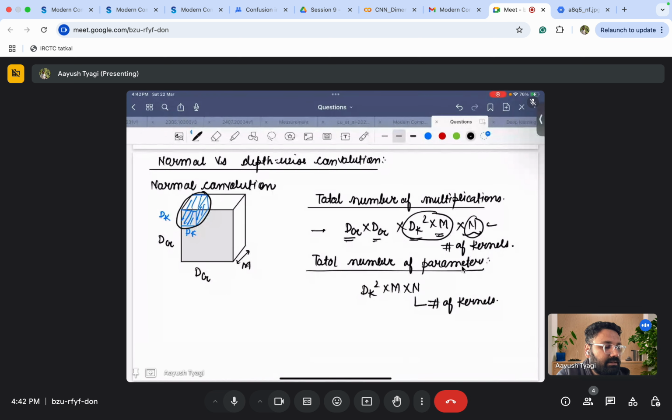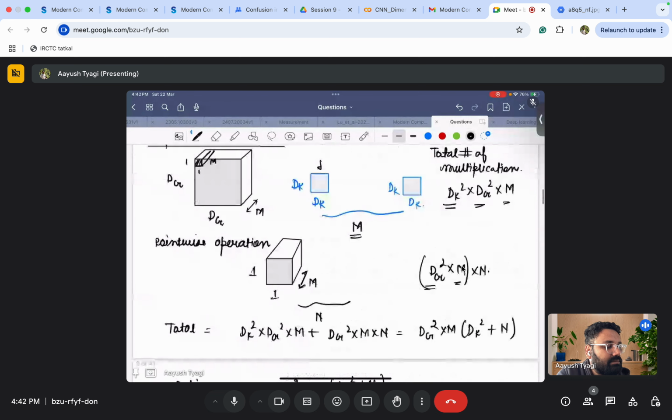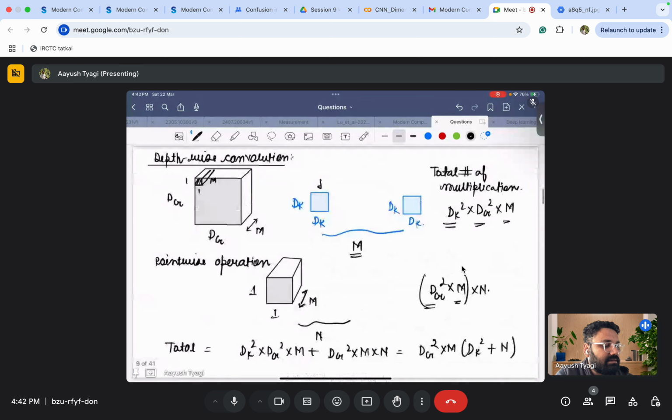We will be computing the total number of computations based on n kernels. So what is the total here? You have dk square into dg square into m, which is coming from the depth-wise operation, and dg square into m into n, which is coming from the point-wise operation. If you sum it, you can basically take dg square m common.